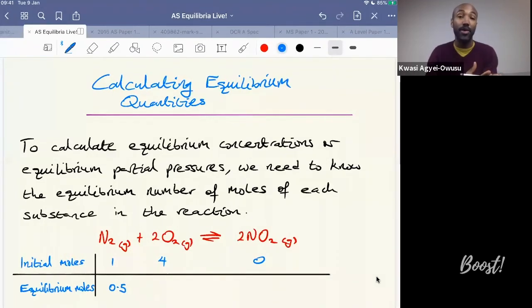The first thing we need to know is how many moles there are of each of these substances at equilibrium. Now, in the table underneath the equation, we've got information about how many moles there are of the different substances at the start of the reaction. So this is before we've reached equilibrium. So the initial moles is referring to information we've got before equilibrium is reached. So if we highlight this, initial moles, and perhaps annotate that, this is before equilibrium is reached.